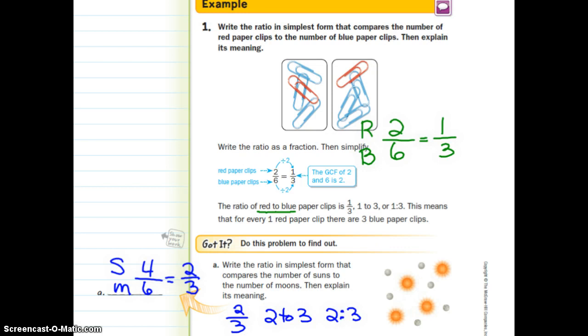In the comparison of suns to moons, and again, it's very important to label so that you get it right. In this case, sun, moon. There are 4 suns to 6 moons. That can be simplified to 2 over 3. It can also be written as 2 to 3 or 2:3. And again, we've compared 2 suns to 3 moons.